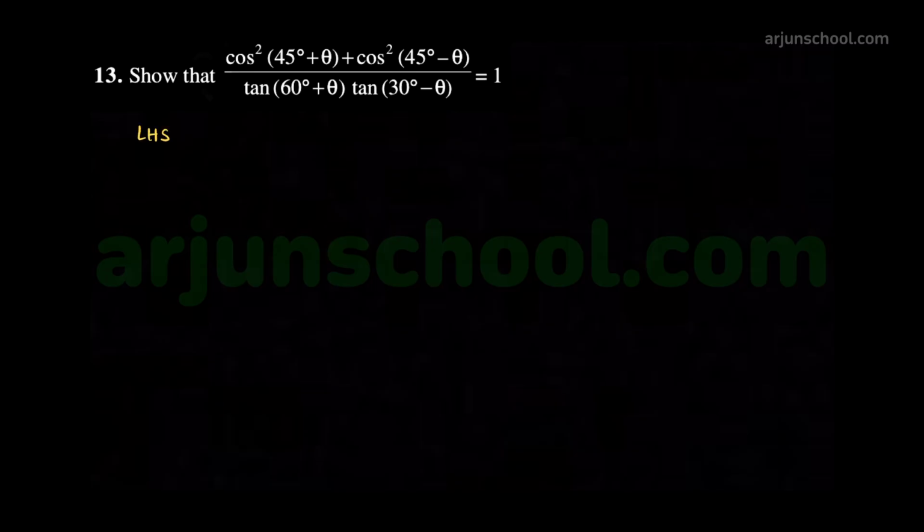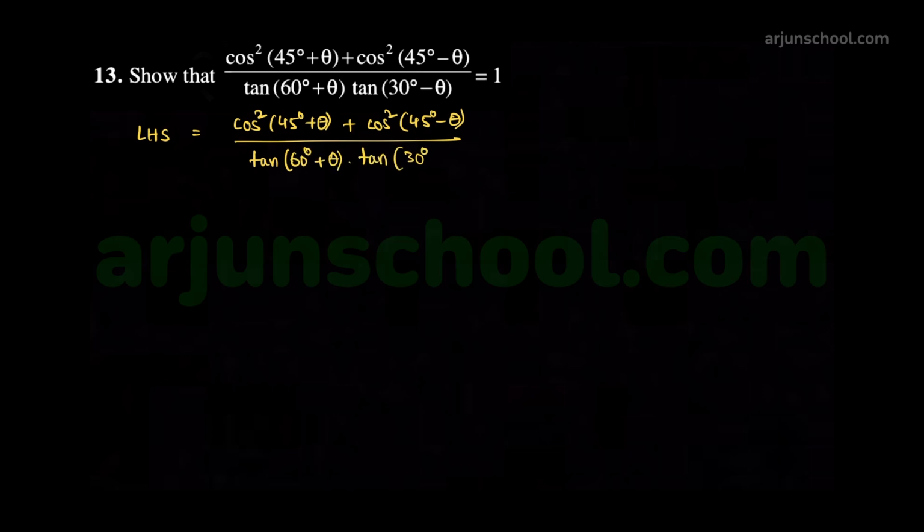Let us take the LHS value, which is (cos² (45° + θ) + cos² (45° − θ)) / (tan (60° + θ) tan (30° − θ)).